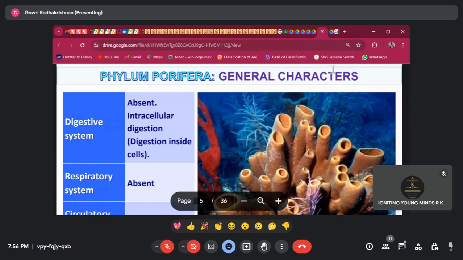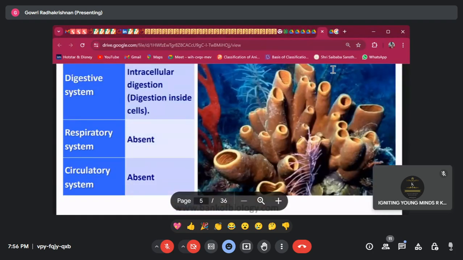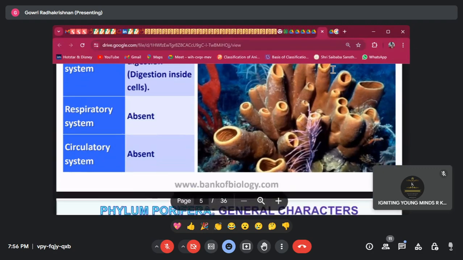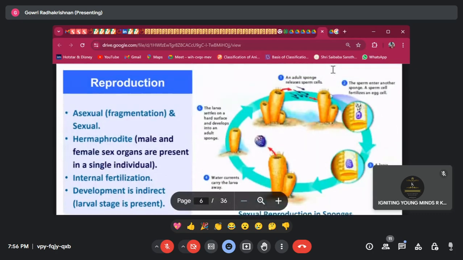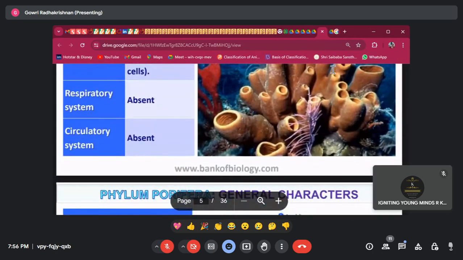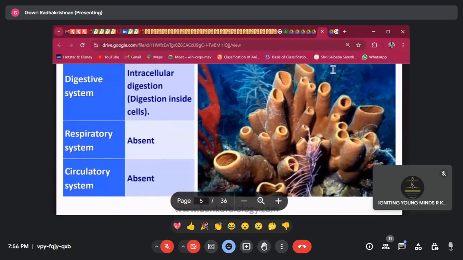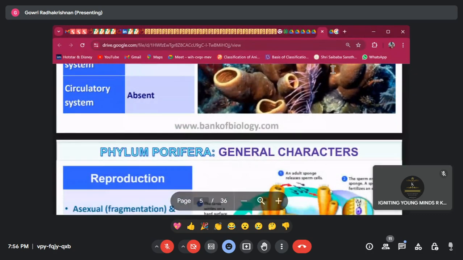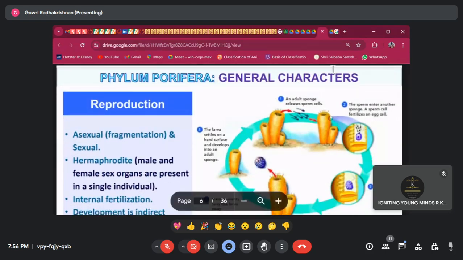And digestive system is absent, intracellular digestion inside cells. And respiratory system is absent, circulatory system is absent. There is no respiratory system, but how the digestive system and everything operates: it has innumerable pores on the body. Through that, the air and water flow in and out.